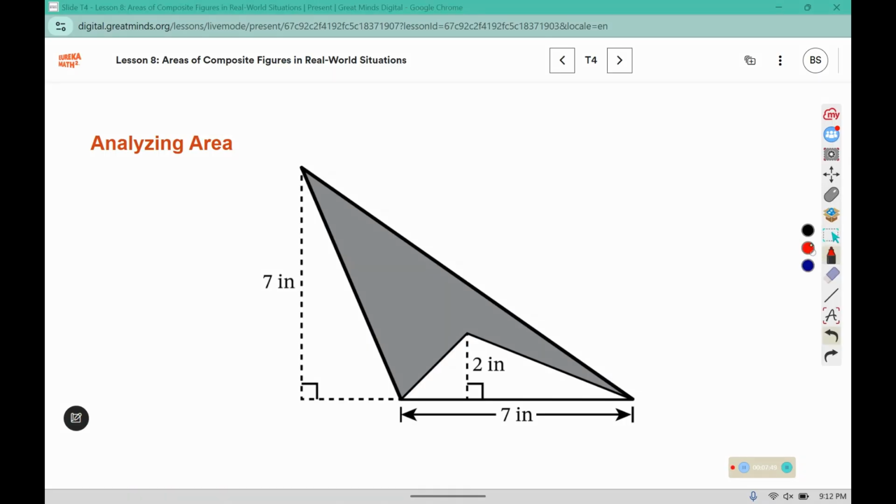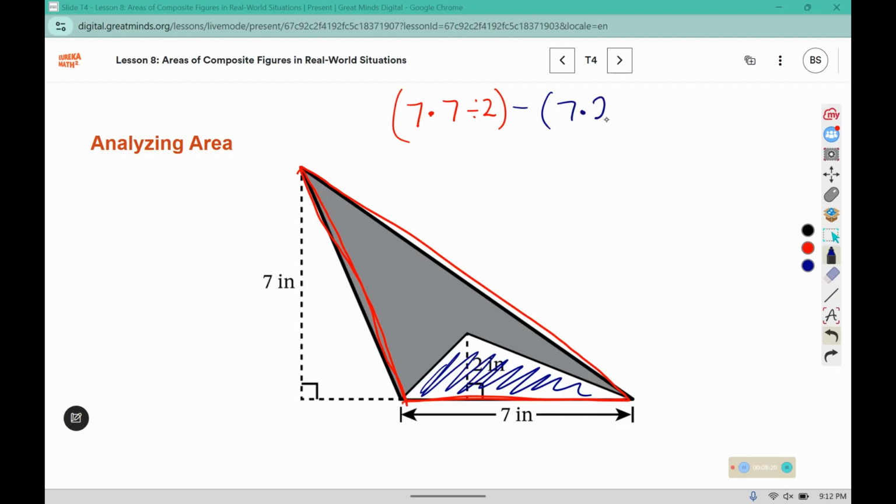A different strategy would be to look at just this large obtuse triangle and then remove the small triangle from it. The large red obtuse triangle has a base of 7 and a height of 7. Since it's a triangle, we divide by 2. Then we will remove the small blue triangle. It has a base of 7, a height of 2, and triangles use the formula base times height divided by 2.